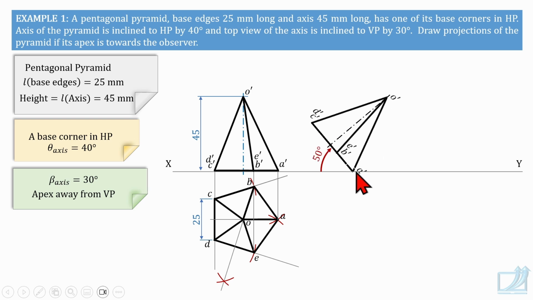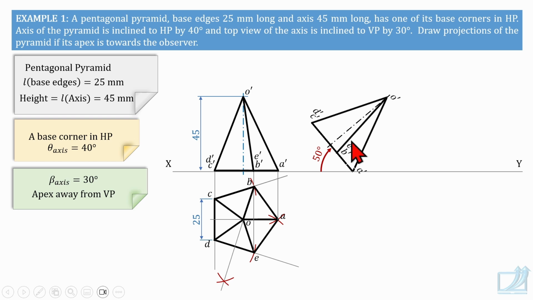But now we want the axis inclined at 40 degrees. Now the axis is inclined at 40 degrees. It means that the base is inclined at 50 degrees. So base and axis are perpendicular to each other. So if you have the base at 50 degrees, automatically you will get the axis at 90 minus 50 degrees, that is 40 degrees. So this is the required position.